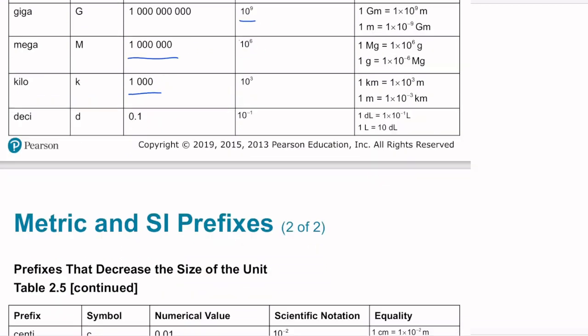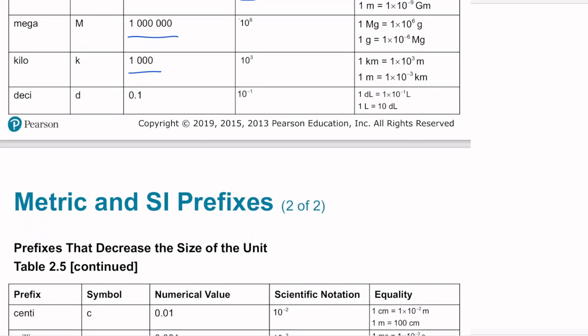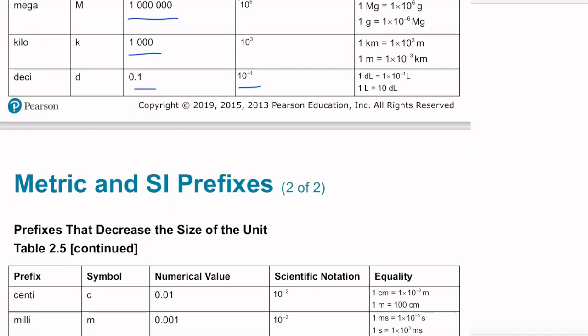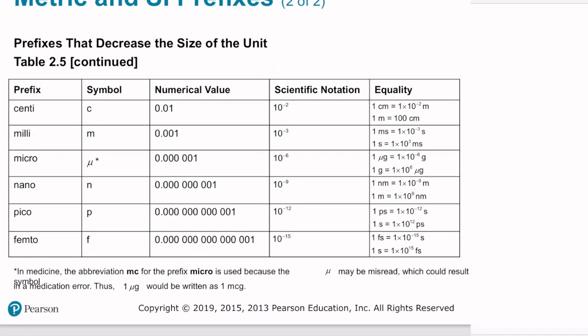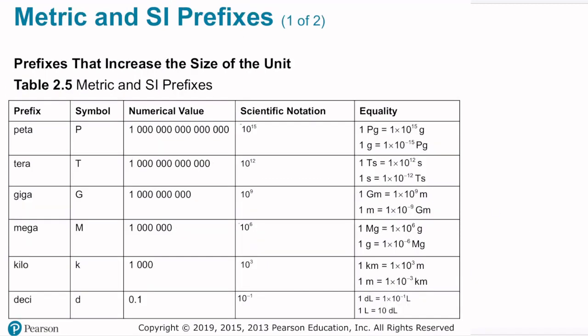If we go smaller than a gram, a decigram would be 0.1 grams or 10 to the minus 1 grams. A centigram would be 0.01 grams or 10 to the minus 2 grams. A milligram would be 0.001 grams or 10 to the minus 3 grams. Notice on the right side of the chart we have a column labeled equality.